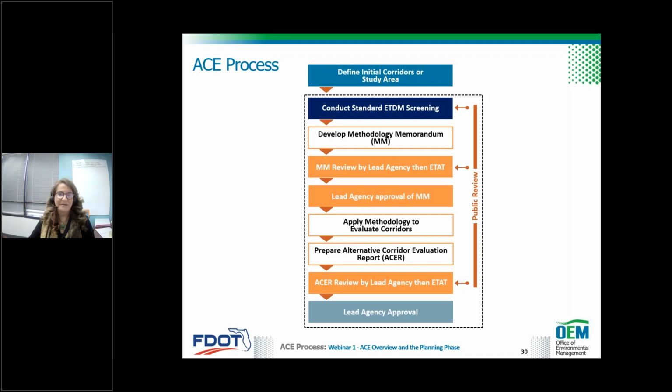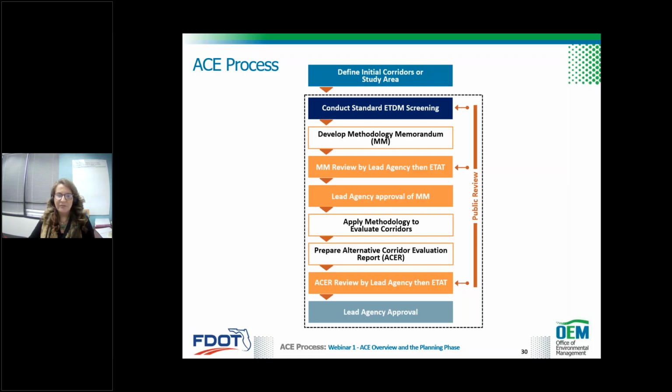In the next two white boxes, the study team applies the methodology and documents the results in the ACER, or the ACE report. In the orange box, there's another round of reviews by both lead agencies and ETAT, and finally, in the last steps, it's approved.